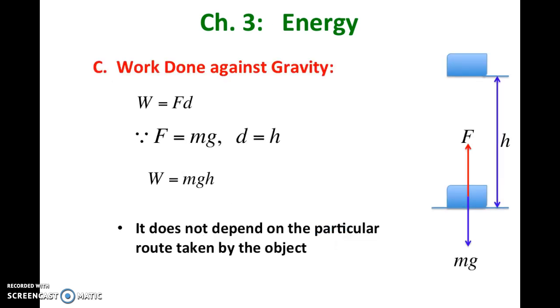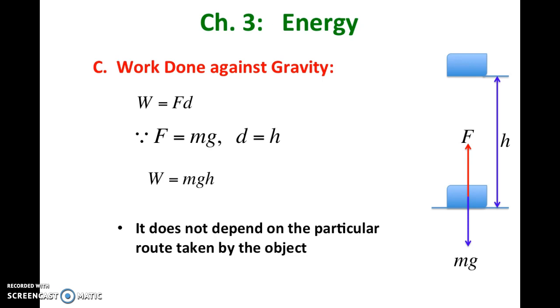To lift an object to height h, a force is needed to do work against Earth's gravity. The applied force at least equals the gravity or the weight of the object, mg. Therefore, the work done against gravity can be calculated by W equal mgh.